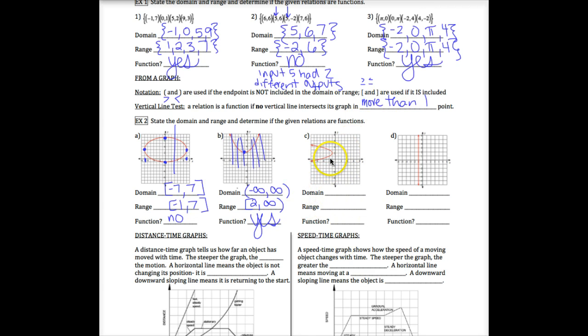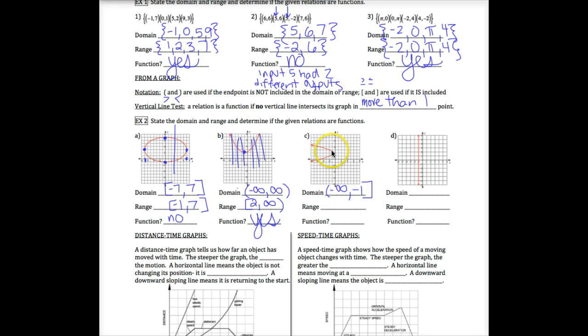This one, my domain. Well, on the left side, it's got all kinds of negatives because of these arrows. So no limit on how negative it goes, so it starts at -infinity. As I move to the right, it stops right here at -1. So that's its highest x value, so that gets its bracket.